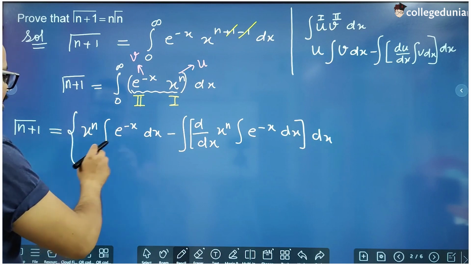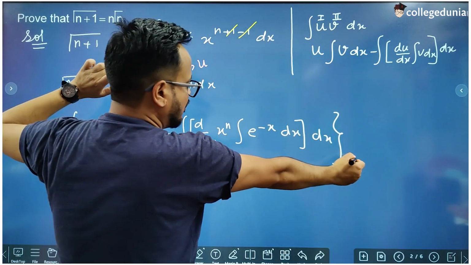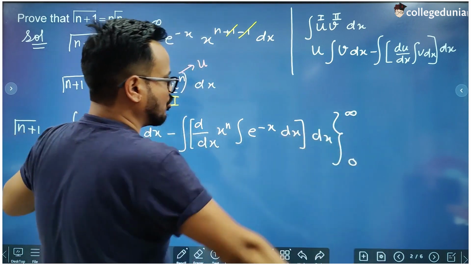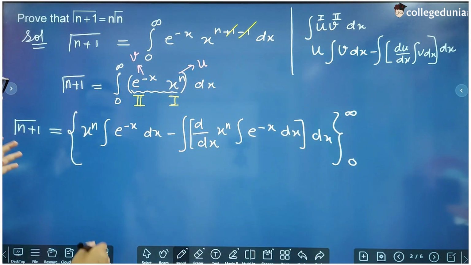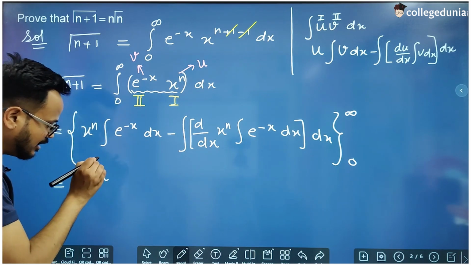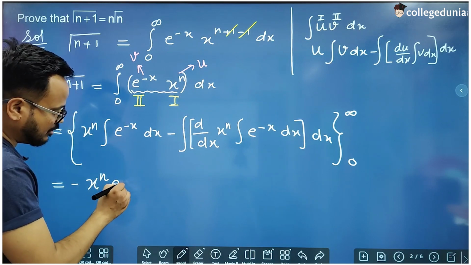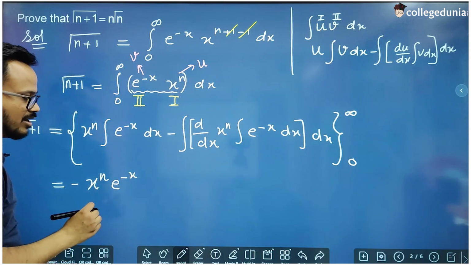And what are the limits? Limits are 0 to infinity. Right? Okay. x to the power n and e to the power minus x. What is the integral of e to the power minus x? It is minus e to the power minus x.